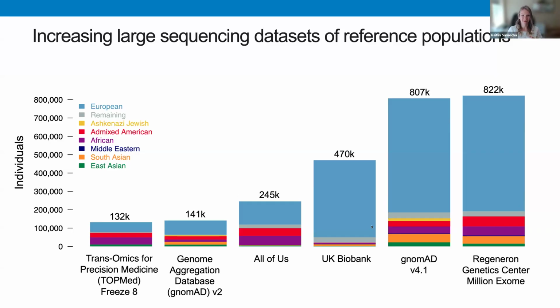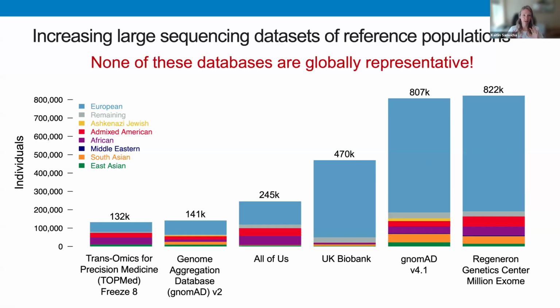You'll see there's quite a lot of this lightest blue. So that indicates individuals of a broadly defined European genetic ancestry. And I really just want to emphasize that none of these databases are globally representative. There are far too many individuals coming from this European genetic ancestry background. And as you can see, for example, not that many individuals from Middle Eastern genetic ancestry backgrounds. There are a few individuals both in gnomAD and the Regeneron dataset, but it's only a couple of pixels down here. So clearly these databases have some work to do.